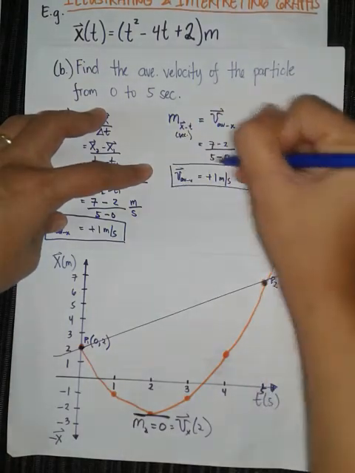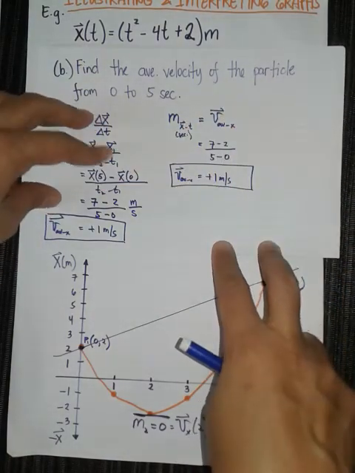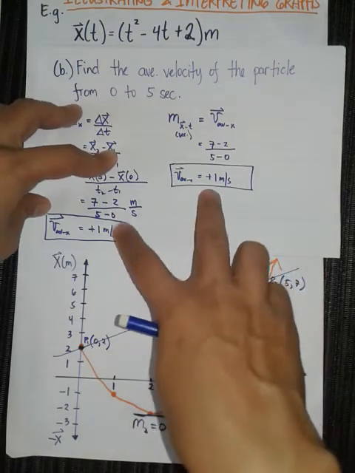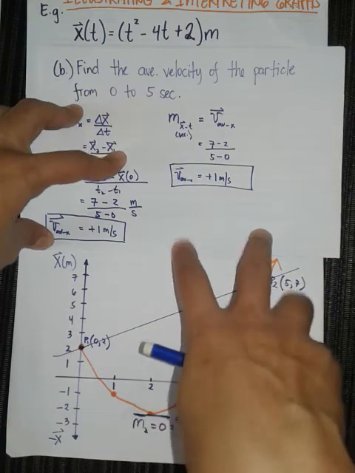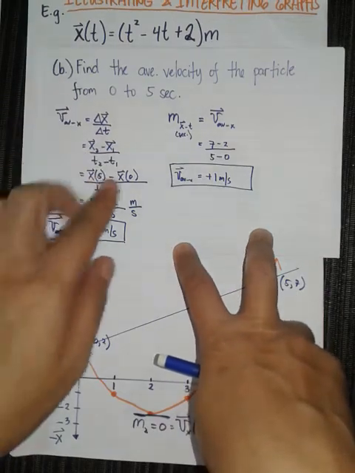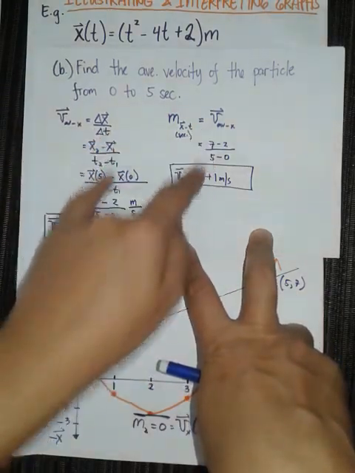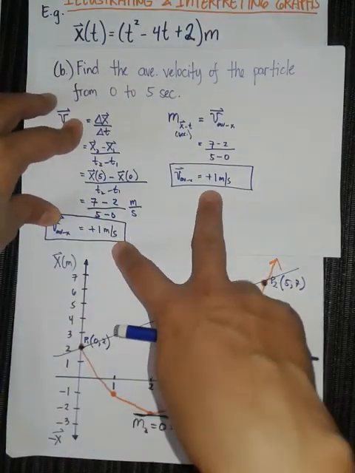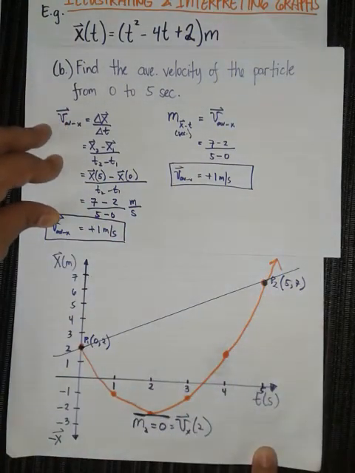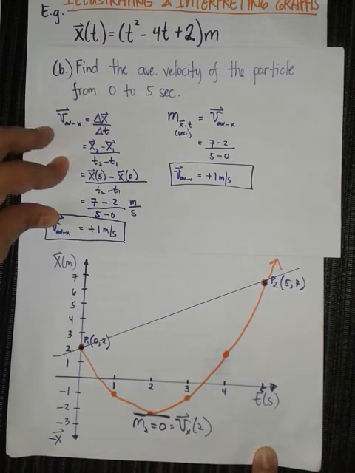So if we get the percent difference of these two values, then our percent difference would be 0. 0% difference means the two methods that we used are reliable because more or less they give you the same answer. So that's for average velocity.